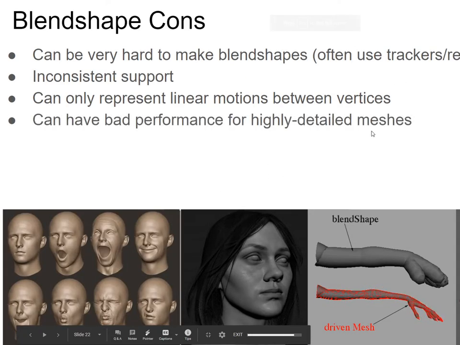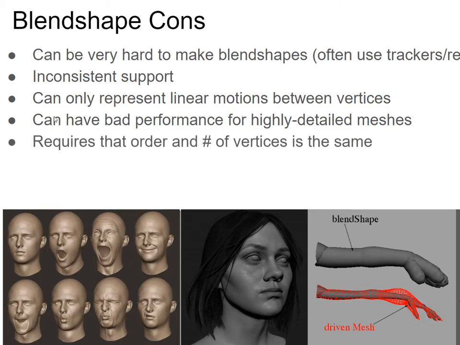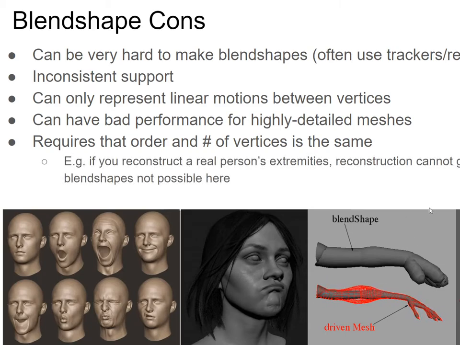For really highly detailed meshes, they can have pretty bad performance because you pretty much need to store the delta location for every single vertex on the mesh in most cases. Another major limitation for really detailed applications is that the order of vertices in the actual OBJ or FBX file and the number of vertices needs to be the same, which is often not the case in reconstruction.